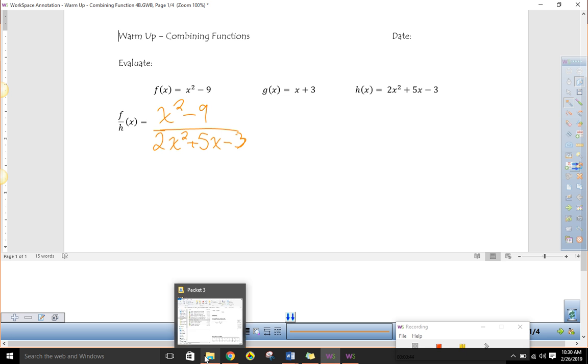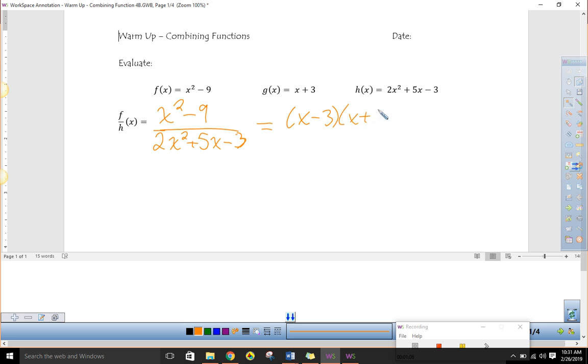Alright. Is there anything that jumps out to you about this? Anything that screams at you? The x squared minus 9. What about x squared minus 9 jumps out and screams at you? Okay, you can factor it, right? So what does it factor and become? X minus 3, x plus 3.